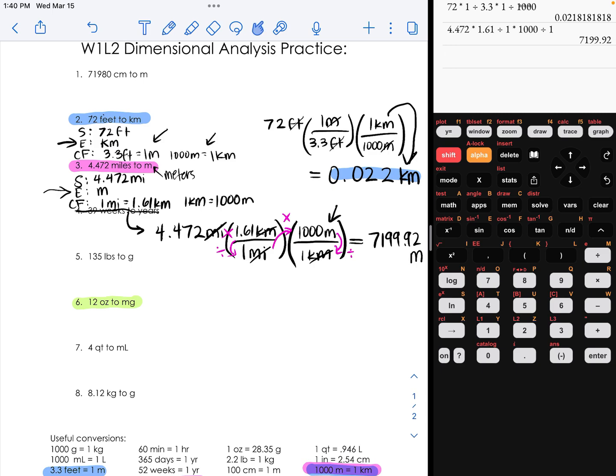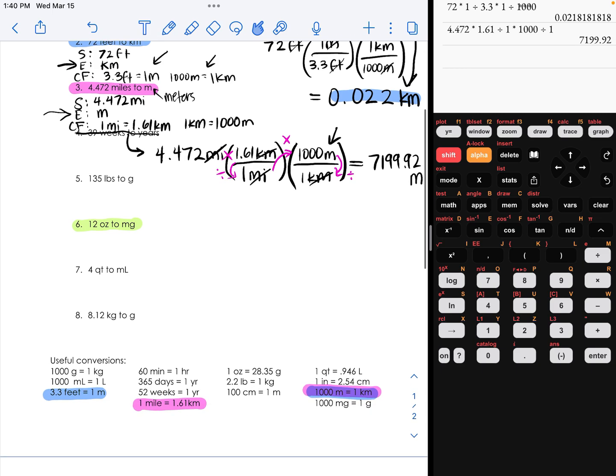Okay, let's do one more problem together. We're going to do problem number 6 together here. Problem number 6 says 12 ounces to milligrams. Write your starting point, your ending point, and your conversion factor. Okay, starting point is 12 ounces. Ending point is milligrams. We need units that are going to get us from ounces to milligrams.